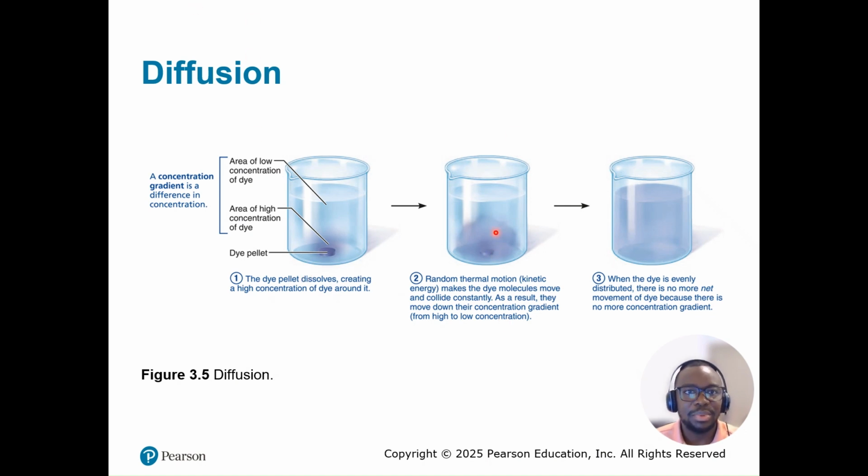In the second step, the dye molecules from the pellet are diffusing into the surrounding water. Kinetic energy makes the dye molecules move and collide constantly. As a result, they move down their concentration gradient from a region of high concentration to a region of low concentration. In the third step, the molecules from the pellet have finished diffusing and are equally distributed in the solution. When the dye is evenly distributed, there is no net movement of dye because there is no more concentration gradient.